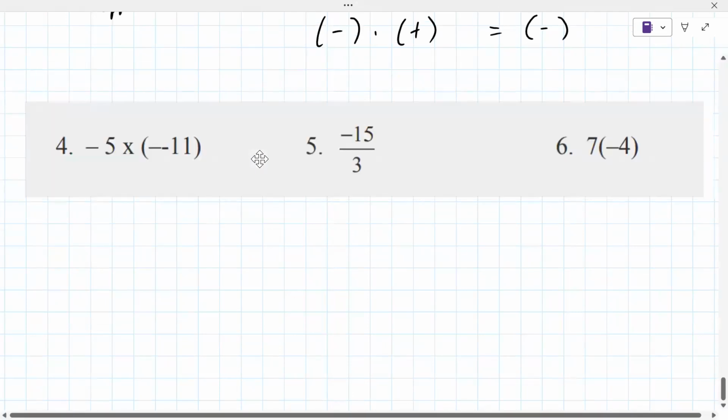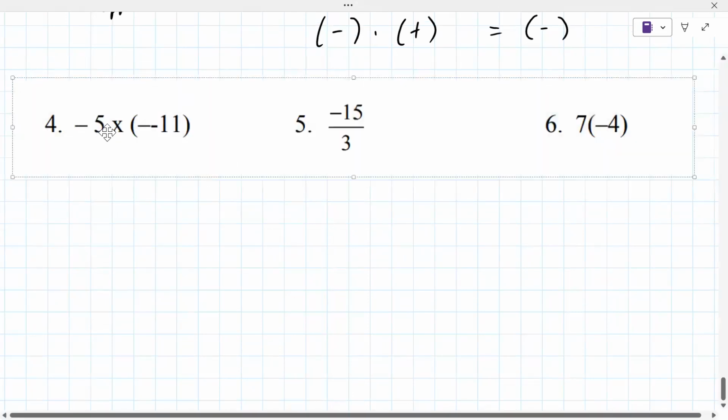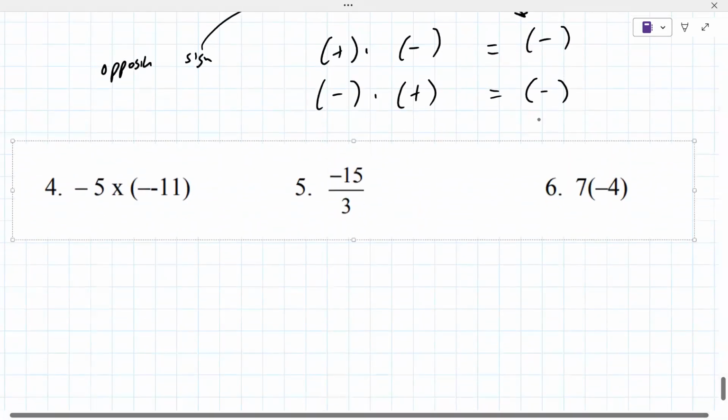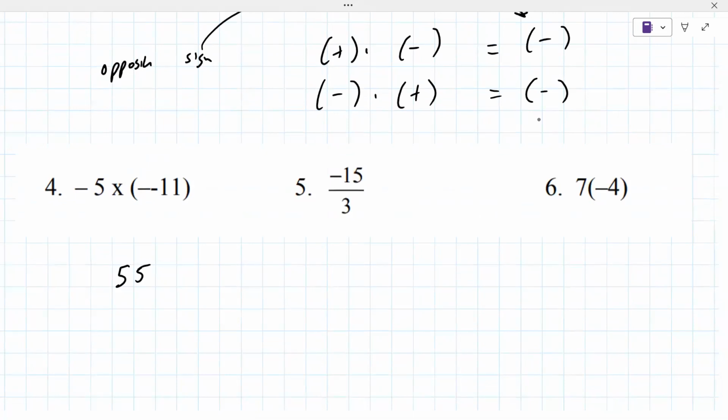All right, so -5 times -11. These are both negative. They're same sign, which means the answer is positive. And there's no partial credit on these. It's either right or wrong. It's literally that important that you get the right sign. The right sign can be the difference between crashing the spaceship or landing. It's really that important.